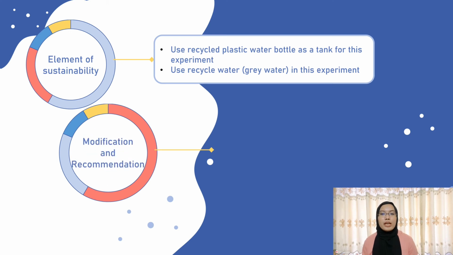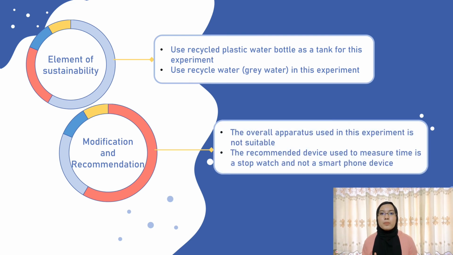There are a few modifications and recommendations that can be considered while doing the experiment in order to get more accurate results and improve the overall conduct of this experiment. The overall apparatus used in this experiment is not suitable, which will lead to inaccuracy in the results taken. For example, there might be some water leakage when closing the small hole using sellotape, which will disturb the water level reading. Next, the recommended device to measure time is a stopwatch, not a smartphone, as this will cause inaccuracy in the time reading. Therefore, it is recommended to use actual and proper lab equipment to conduct such an experiment.